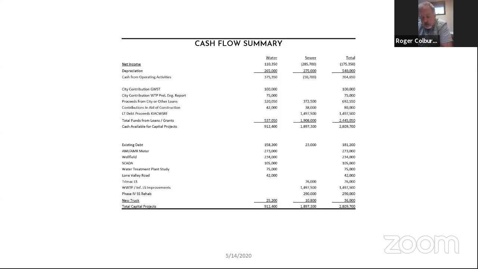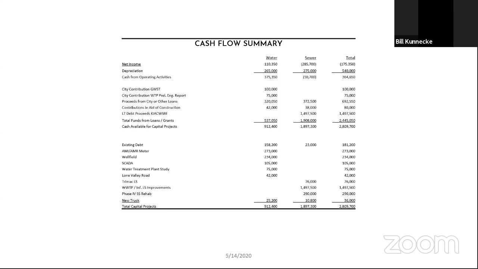The other thing here, we're looking at proceeds from other loans or from that city line of credit. And that number is just what it took to balance things out as we had them projected with those capital improvements and our existing debt. This item, I call the construction and contributions in aid of construction. I show 42,000 and 38,000. The 42,000 would cover the direct expense on the Lone Valley deal, and the sewer one is showing 38,000. That's the allocation for the TriMac people on the TriMac lift station.